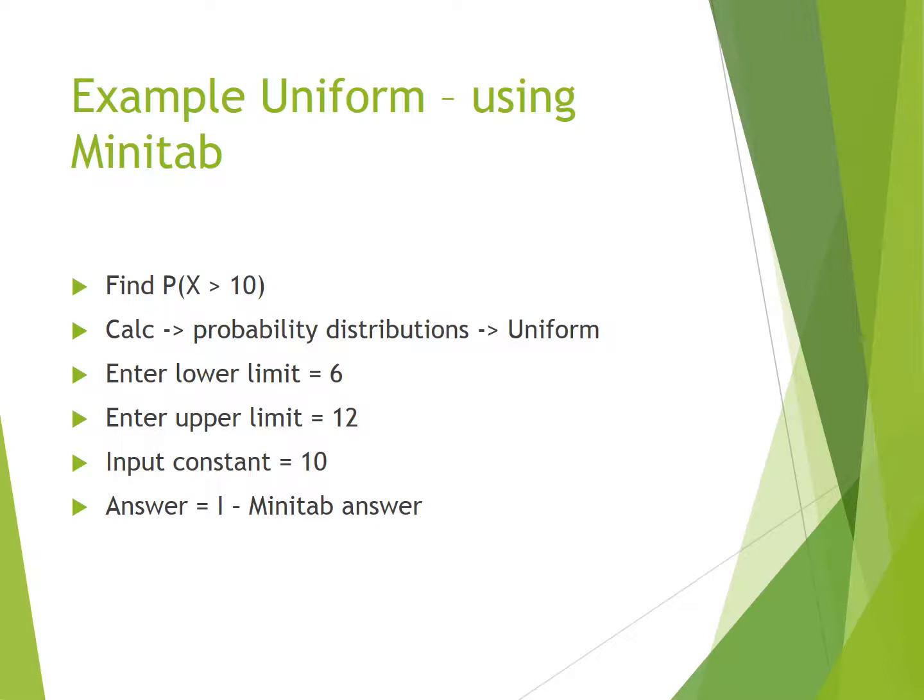So we're trying to find the probability that x is greater than 10. So we enter in the lower limit, which we're told is 6, and the upper limit, which is 12, so we enter in those values. Our input constant is 10.